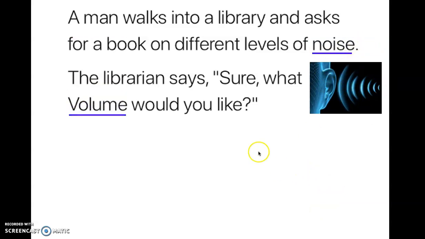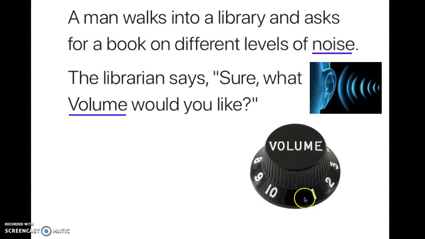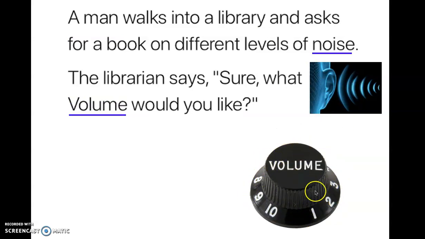A volume then, related to noise, is how loud or quiet something is, right? So 1 would typically be low, all the way up to 10, which would be very high. That is the volume of noise. Again, we're playing on this word, so there must be a secondary meaning for this word. And there is. And it's related to where we are, the library, where the librarian works.